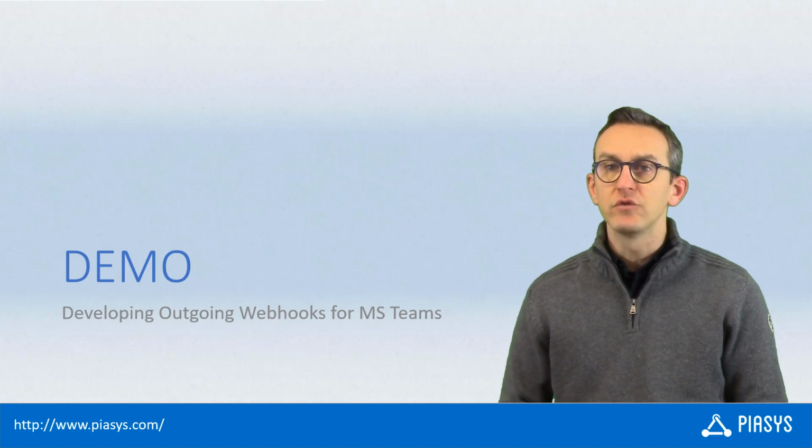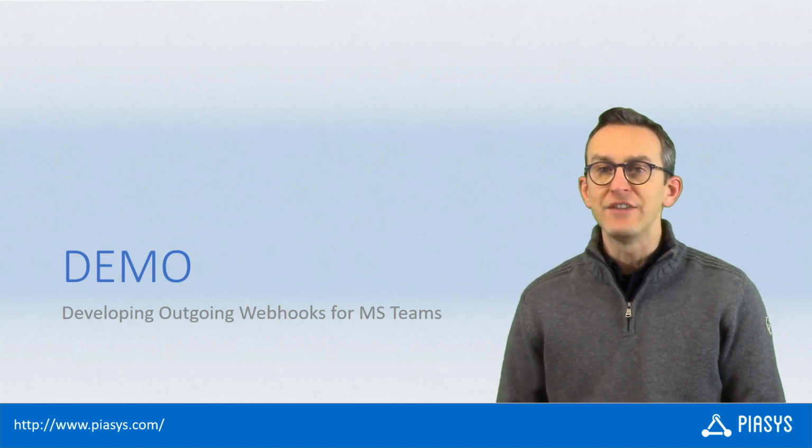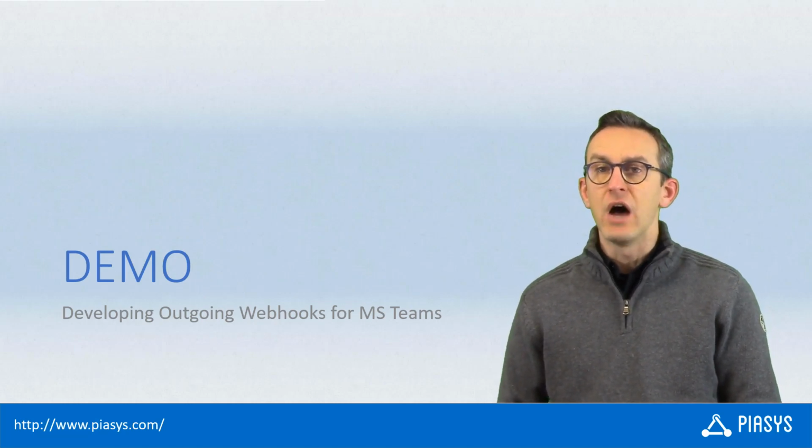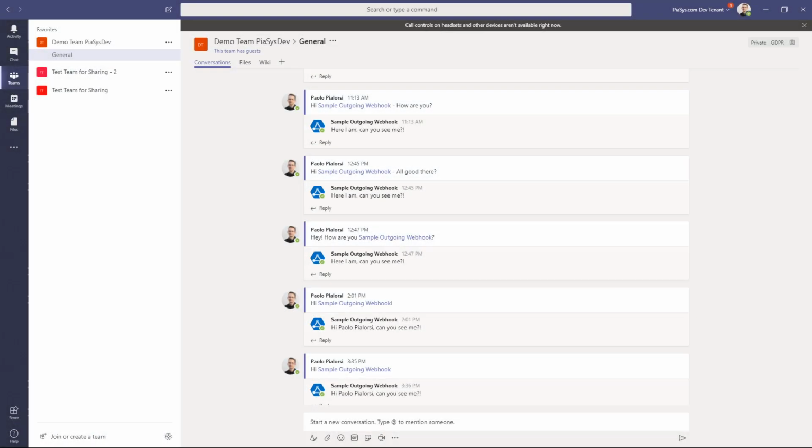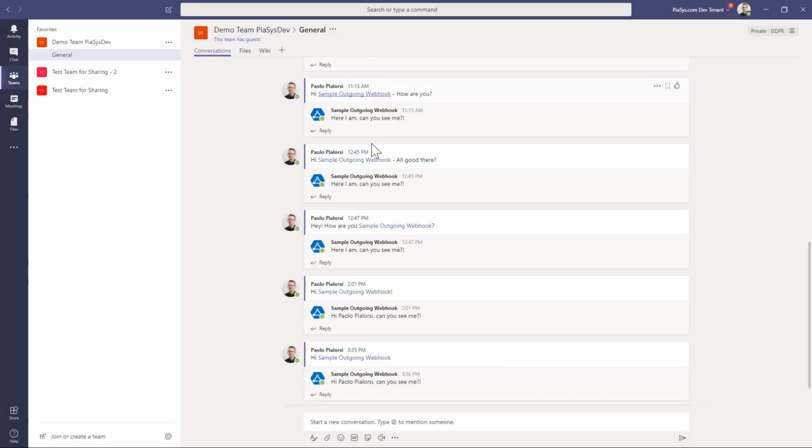So let me move to the demo environment and let me show how you can easily create such kind of outgoing webhooks. So here we are in Microsoft Teams and I'm in a channel in which I can use an outgoing webhook to provide a message to a custom Azure function that I have, which will reply back to me with another message. So let me do that.